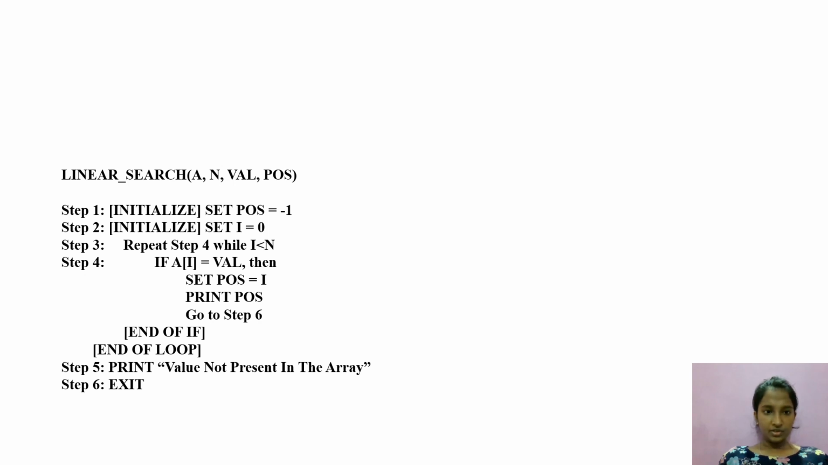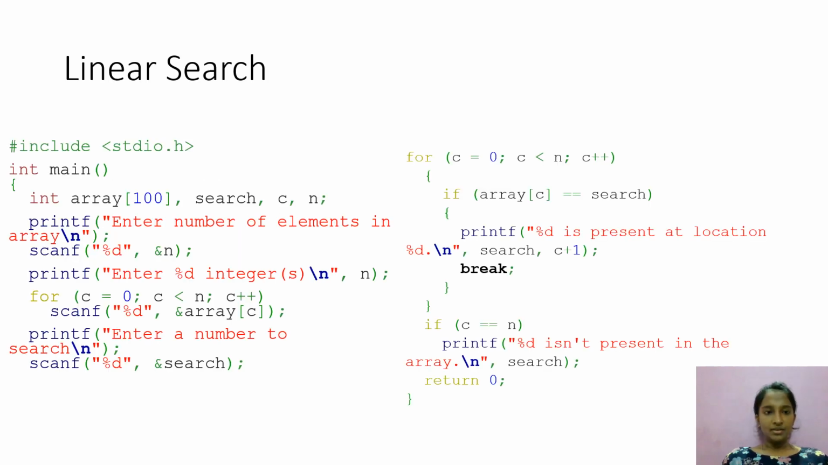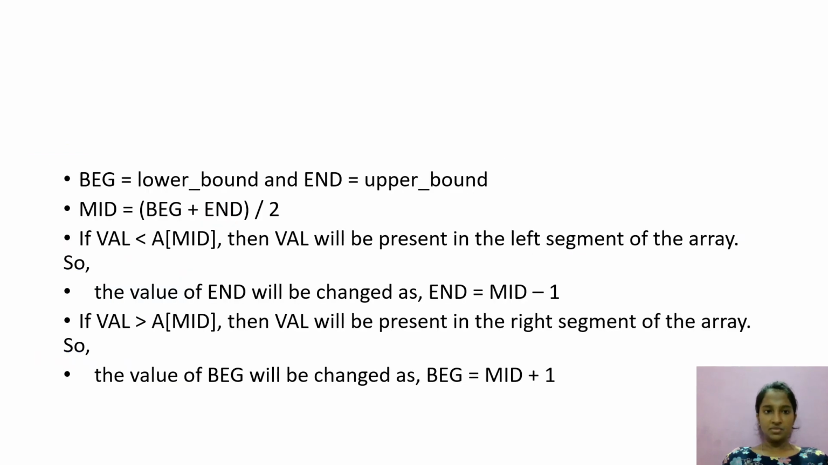Next, linear search. To search any element, you need to follow these steps. Linear search program. Next comes the binary search. BEG is equal to lower bound and END is equal to the upper bound.